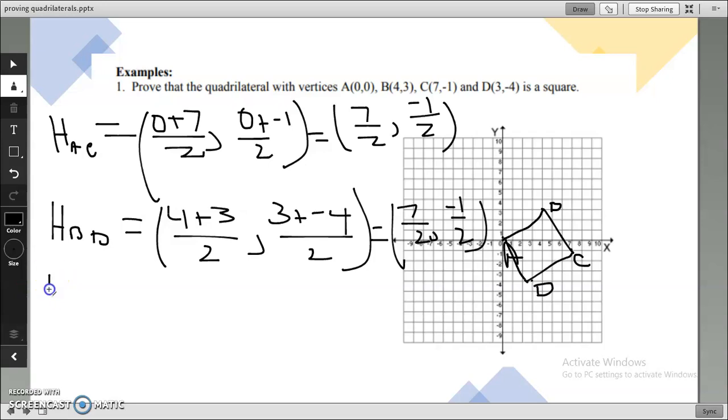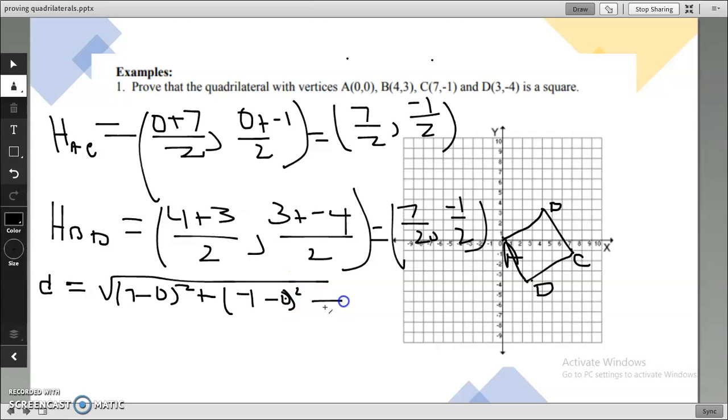Let's see if they're equal to each other. We can find the distance. Looking at A to C, we have x2 minus x1 squared plus y2 minus y1 squared, and that's going to give me the square root of 7 squared plus negative 1 squared. I should have said AC so that I can distinguish. That's the square root of 49 plus 1, which is equal to the square root of 50.